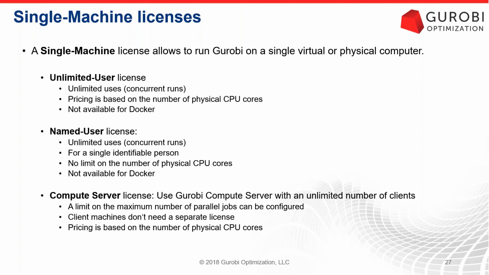For some scenarios, we have a named user license. So this is not for automated things, but this is for individuals, for people that most of the time use their computer and run the optimization for themselves. And this is also with unlimited uses. It's a license for a single identifiable person. And of course, we have compute server. So compute server is in fact a single machine unlimited user license like the first one. But in addition, you can run Gurobi remote services. So you provide the ability for client machines to connect. And there is no limit. So the clients don't need licenses. They can just connect to your compute server and use and solve their models on this machine.